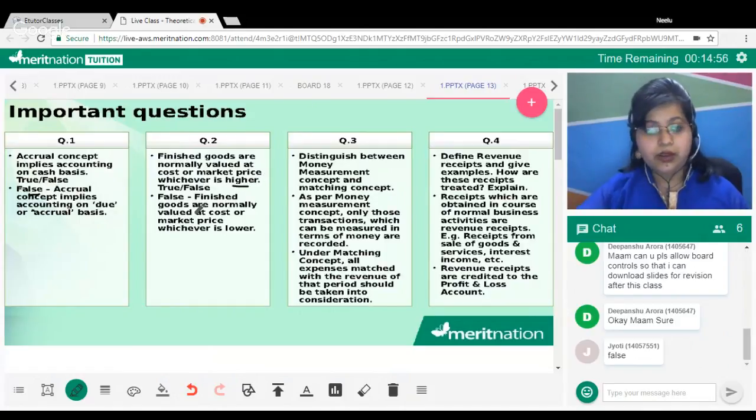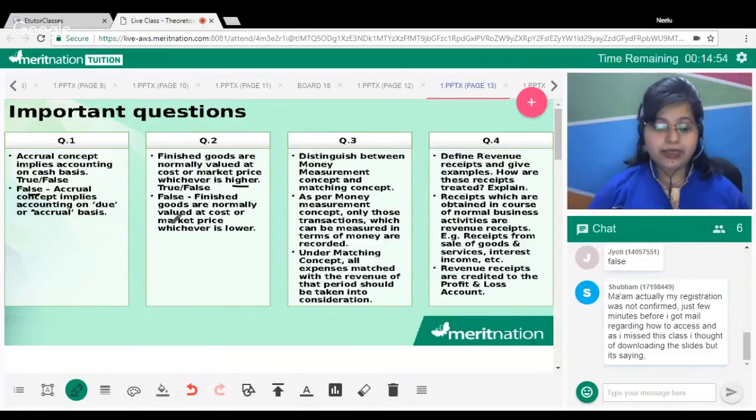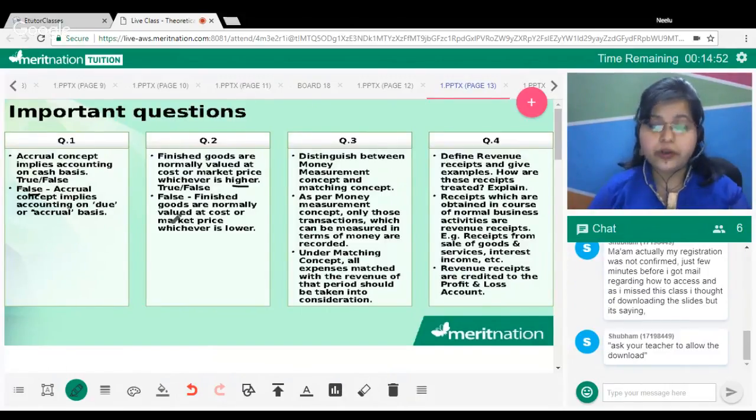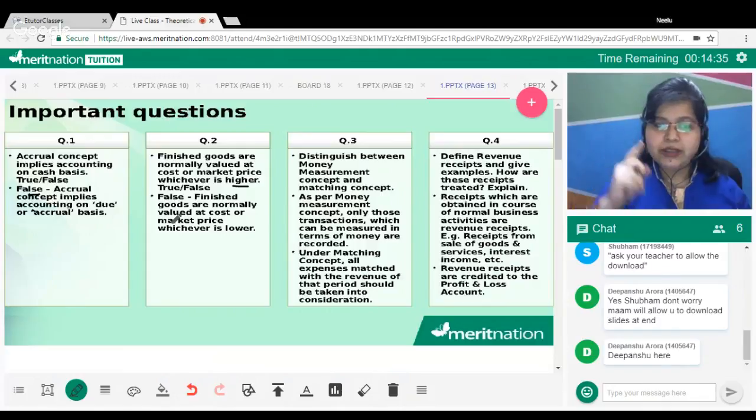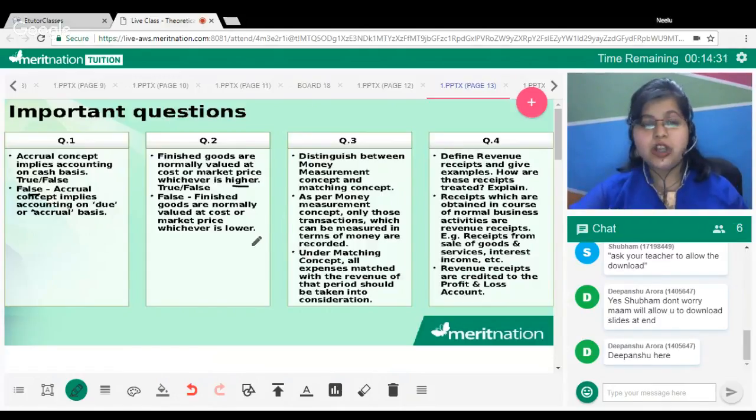Question 2. Finished goods are normally valued at cost or market price, whichever is higher. Now, higher means you are thinking that my stock is worth more. In this case, we are assuming profits. We are highlighting profits for ourselves. That's not prudent. That's not wise. So, according to the principle of prudence, we say that finished goods should be valued at cost or market price, whichever is lower.